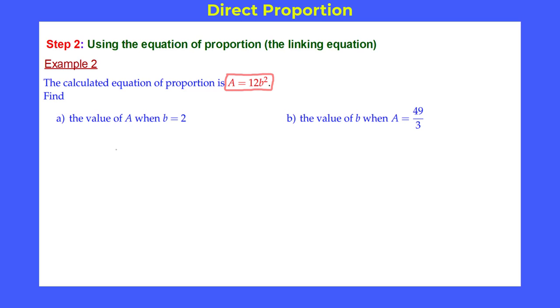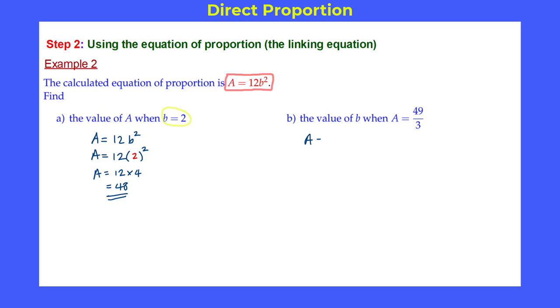Okay, here we're told that A equals 12B squared. Find the value of A when B is 2. So write out the equation of proportion, substitute in the value for B. Remembering we're squaring it this time, so 2 squared is 4. And we get an answer of 48.